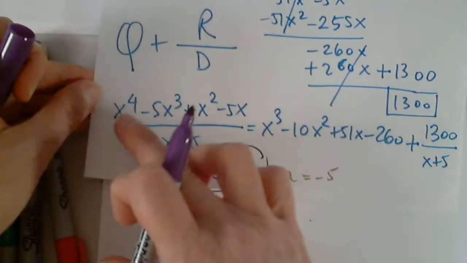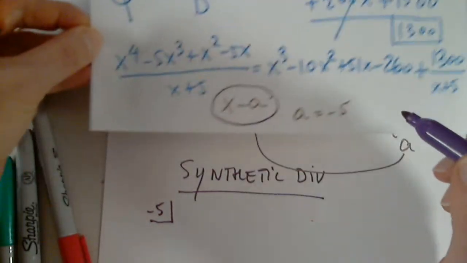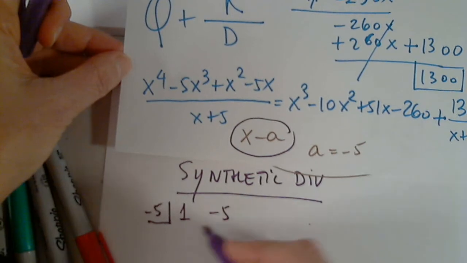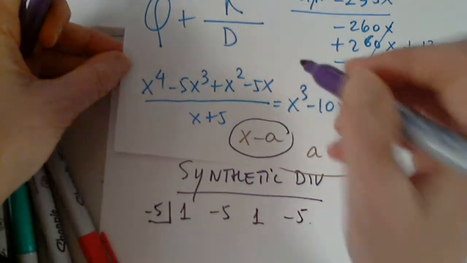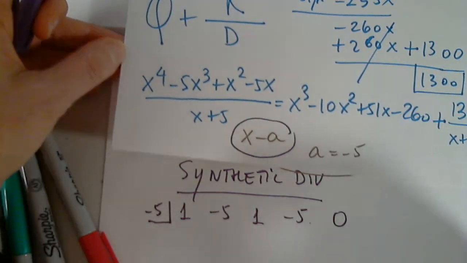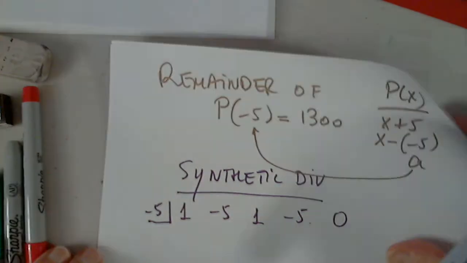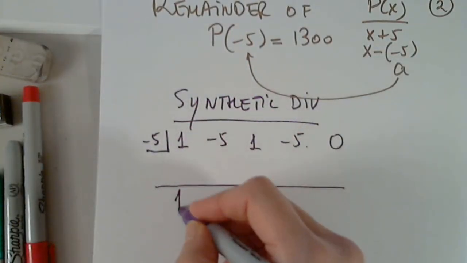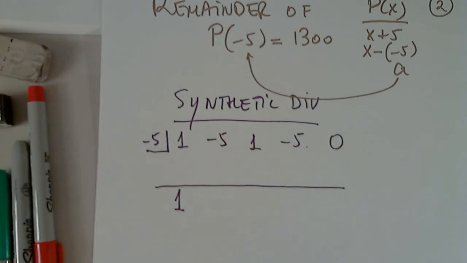Now carefully, I have to put all the coefficients, including the missing ones, as zeros. 1, the next coefficient is -5, leave some room. The next coefficient is 1, the next coefficient is -5, and the last coefficient is 0. We do not do anything with the first. The leading coefficient always gets copied, no matter what it is. We do not apply any procedure to it.